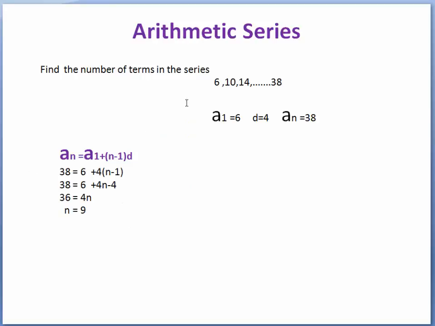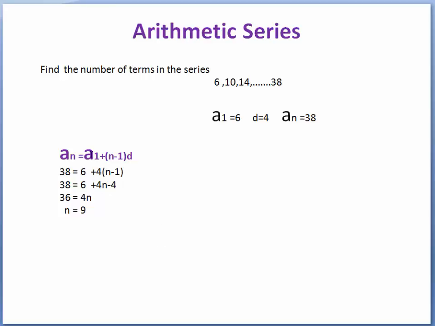Okay, we're given a series, 6, 10, 14, which goes up to 38, finishes at 38. And we have to find the number of terms in this series. So the first number, a sub 1, is 6. The common difference we can work out: from 6 to 10 is 4, from 10 to 14 is 4, so it's an arithmetic series. The common difference is plus 4. And this number right at the end, a sub n, is 38.